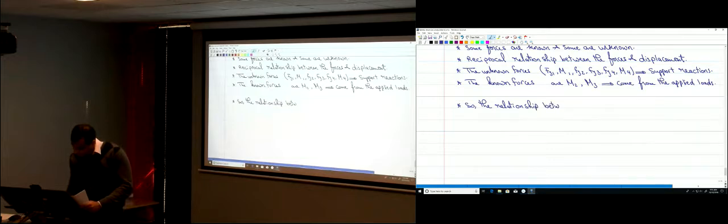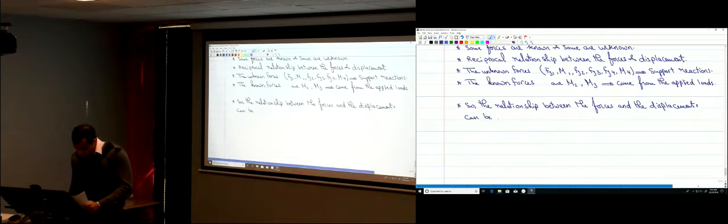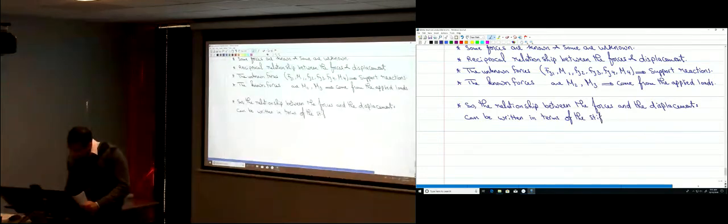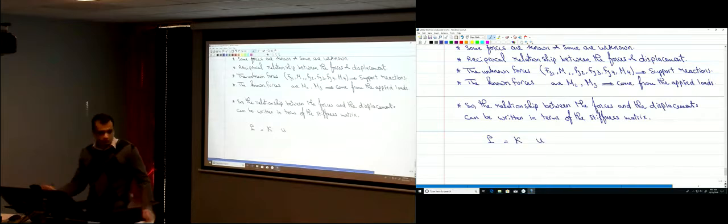the relationship between the forces and the displacements can be written in terms of the stiffness matrix. Simply P, the forces, is equal to Ku.